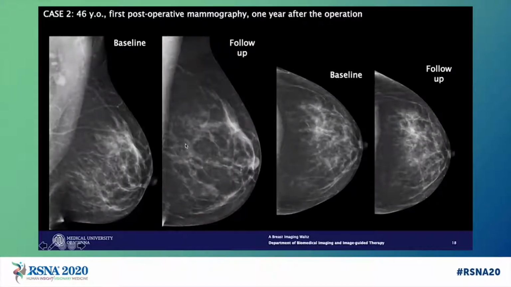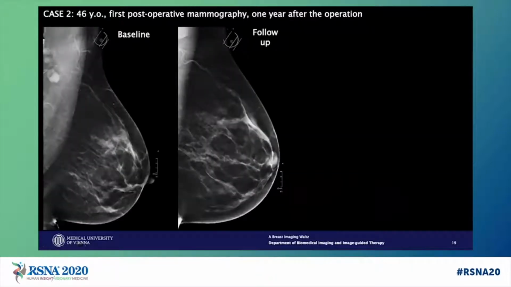In the left breast, we actually see an increase in an architectural distortion here, but the MLO view was not performed correctly in the last mammography, so it's actually quite difficult to compare the findings. And if we look at the baseline and the first control mammography, you see maybe a bit of an increasing density in this area, but there is no real difference between the two images.